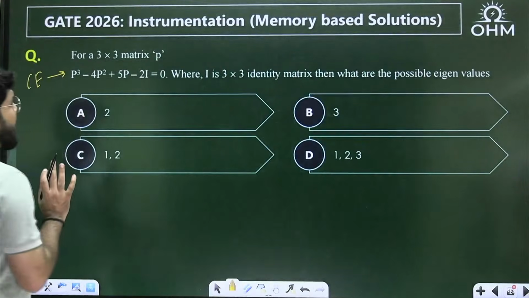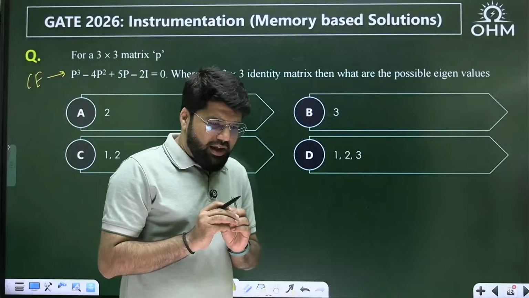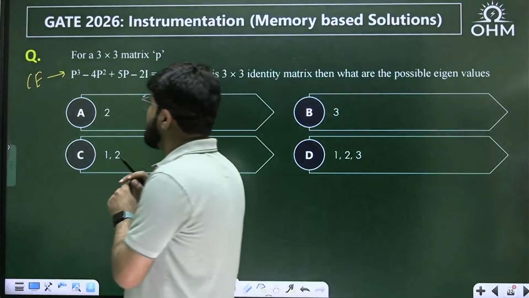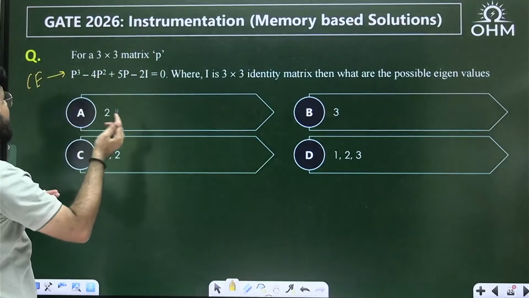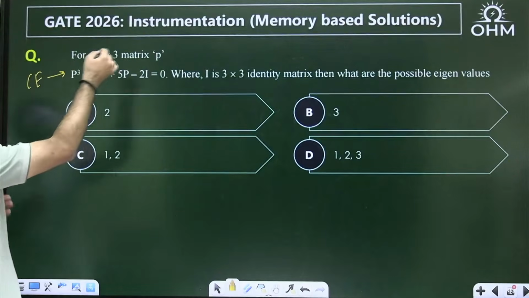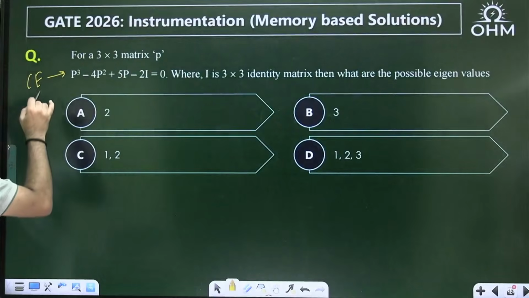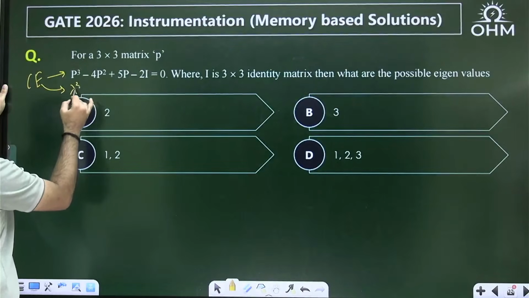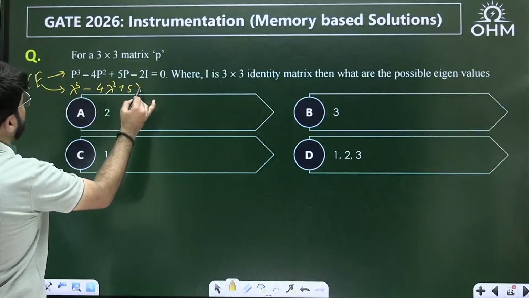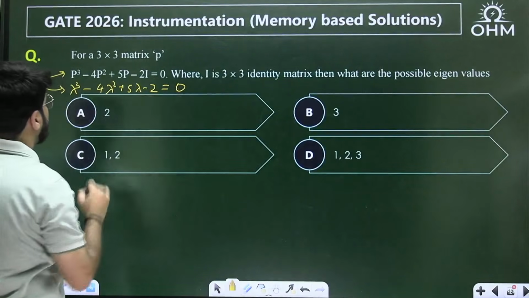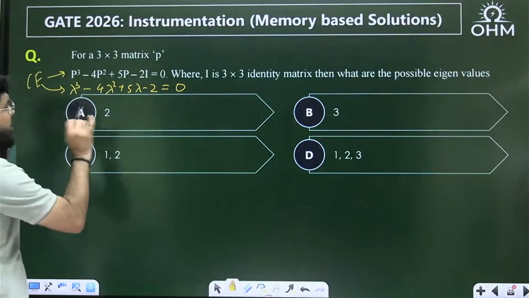What I can simply say is, this is the characteristic equation. Characteristic equation means it is written in terms of P. I can replace P by lambda. It's like a Cayley-Hamilton theorem type of result given. What will be the characteristic equation? I'll write this way: lambda cube minus 4 lambda square plus 5 lambda minus 2 equal to 0. Now, whether 2 is the eigenvalue or not.